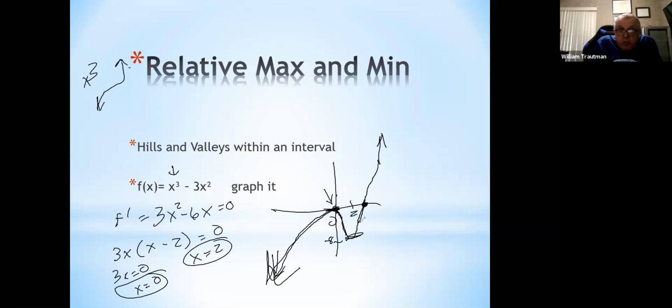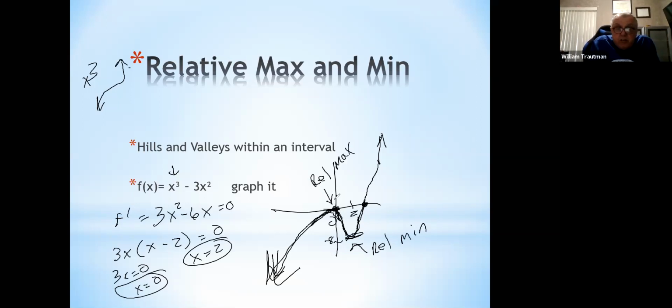This is a critical number. In other words, it's a relative maximum or minimum. This is a minimum, so that's a relative minimum. This is a highest point. It's a peak because it goes back down, so we call that a relative maximum.